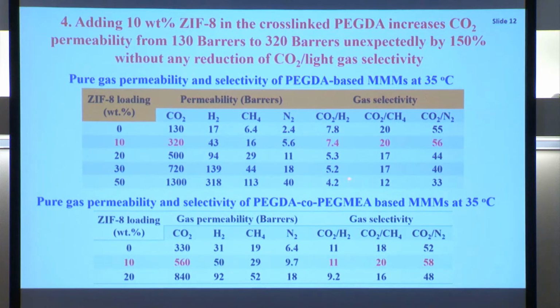And if we use the PGDA combined with the MEA as a mixed matrix membrane, you can see the CO2 permeability can further increase from 330 to 560, but the selectivity is almost the same. So the permeability capability becomes better than before.